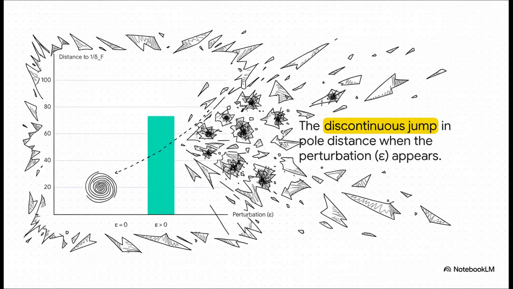And when you visualize it, the story is just incredibly stark. It's a completely binary situation, at least at the resolutions they tested. The poles are either sitting right on top of the Feigenbaum spot when epsilon is 0, or they are launched into deep space for any non-zero epsilon. There's no middle ground here.